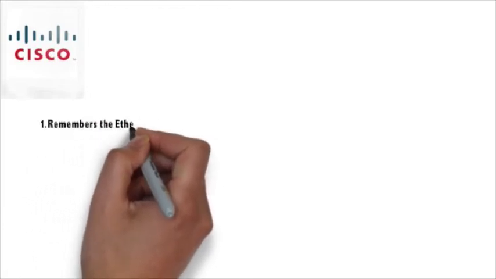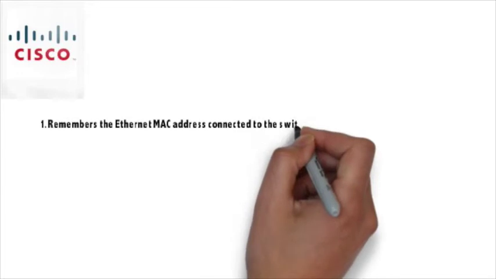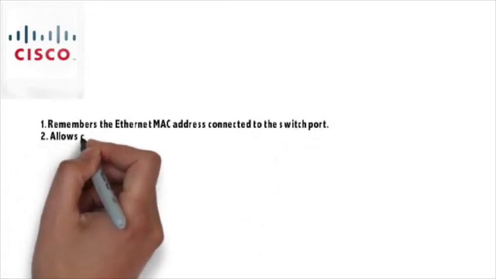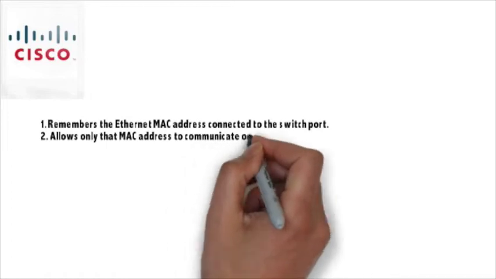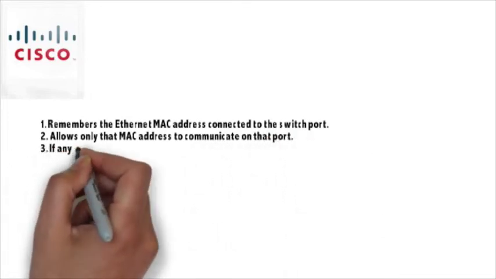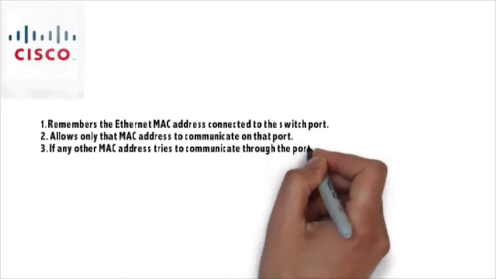How can you stop that? Well, Cisco's port security feature remembers the Ethernet MAC address connected to the switch port. It allows only that MAC address to communicate to that port. If any other MAC address tries to communicate through the port, port security will disable the port.